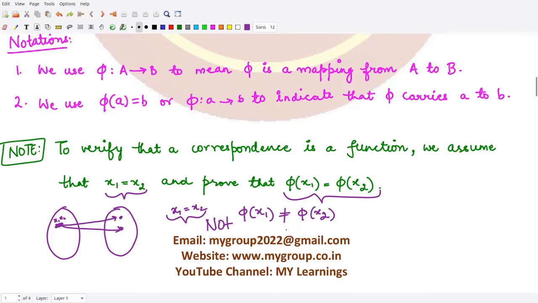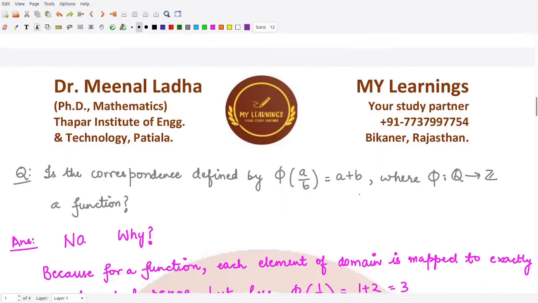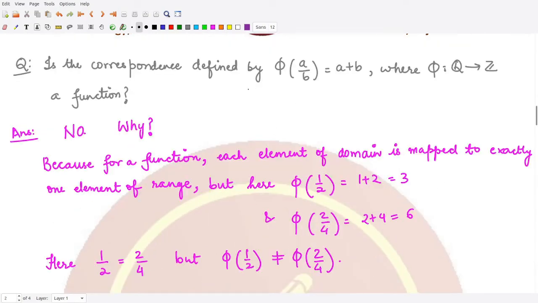However, if the images are also equal to each other, then obviously both the images are going to map onto one single thing, and that single thing would be phi of x1 and also phi of x2. Why? Because they are both equal to each other. So you see, we have this as the property for a function, and this is how we could check the well-definedness of a certain function. Correct?